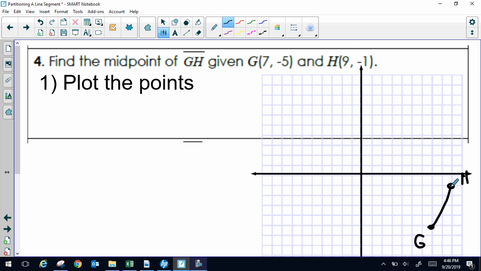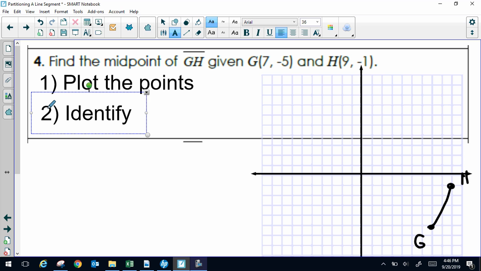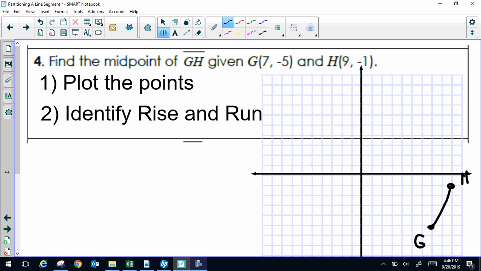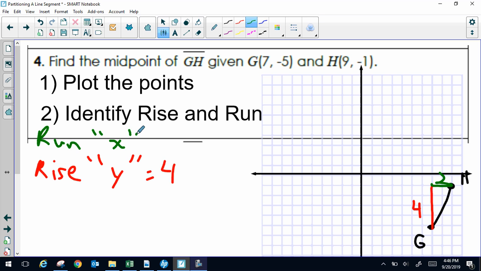So there it is. So if you're doing the method that we did yesterday, step 2 would be identify rise and run. And it doesn't matter with midpoints where your starting point is. So I'm always just going to start on the left. It's just the easiest. So my rise is 4, and my run is 2.